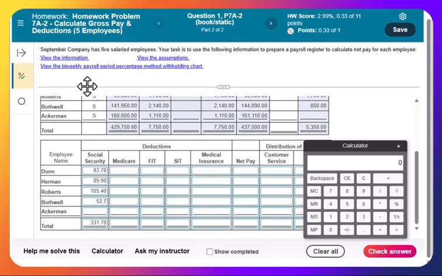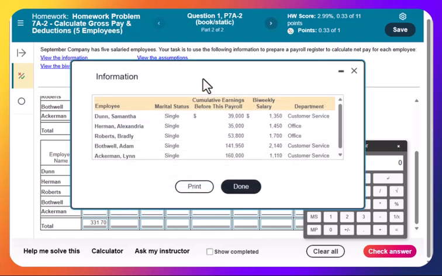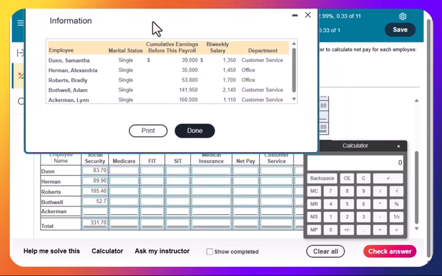So let's move on to the Medicare deduction here. We will open up our information again, scoot it up so we can see our table. Under Medicare, remember there is no wage-based limit, so we will use the entire biweekly earnings for each and multiply that by the 1.45% rate for the Medicare. So 1350 into the calculator, multiplied by 1.45%.